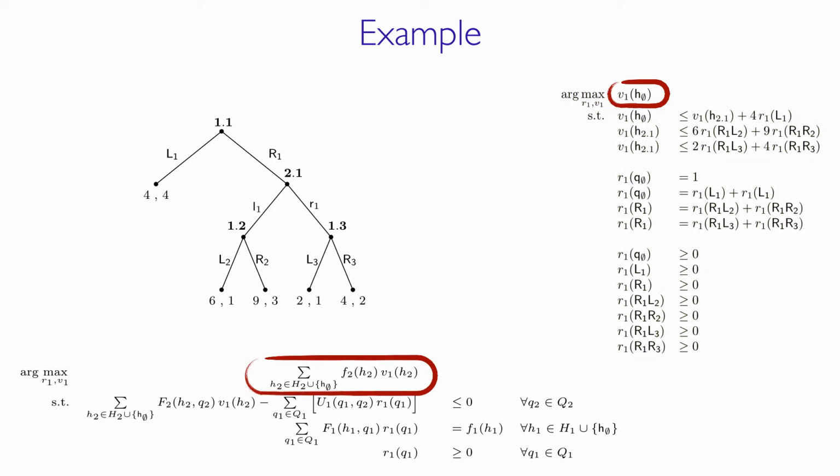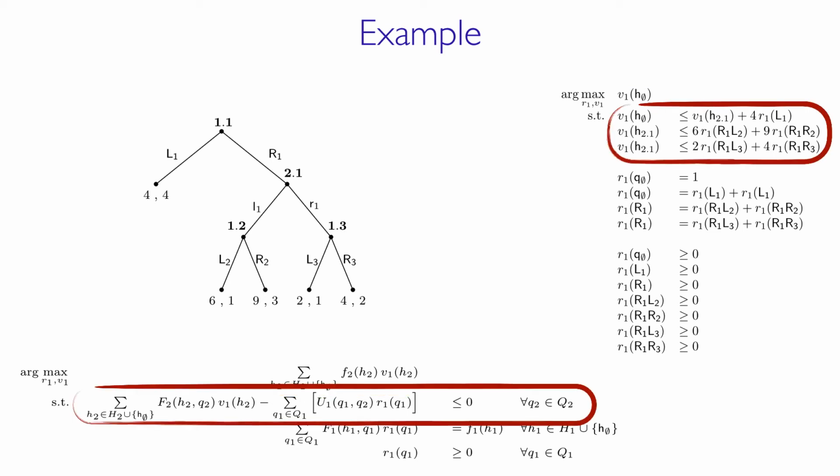The objective function is equal to the value of v1 in the fictitious information set. This is because the vector f2 is a vector of zeros except for the first position, corresponding to the fictitious information set, in which there is a 1. Here is the set of constraints due to the dual of the minimization problem. Start from the last constraint.